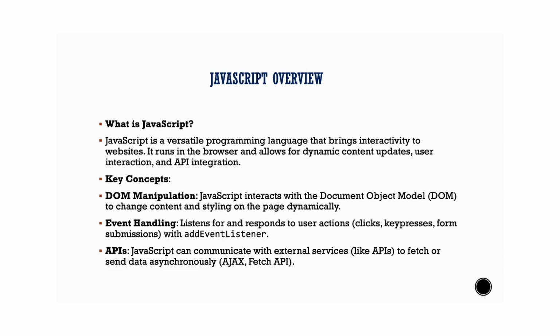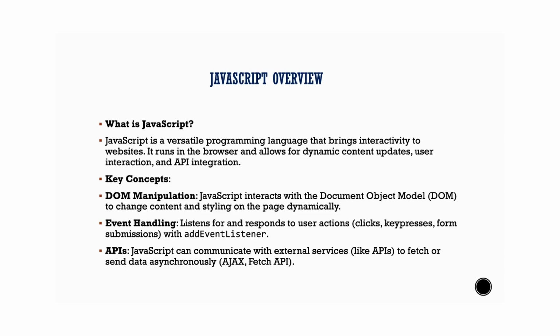DOM manipulation. JavaScript can access and modify HTML elements using the DOM. This allows developers to change text, styles, and structure in response to user interaction. Event handling. JavaScript listens for events such as clicks, key presses, and form submissions. You can define functions that execute when these events occur.